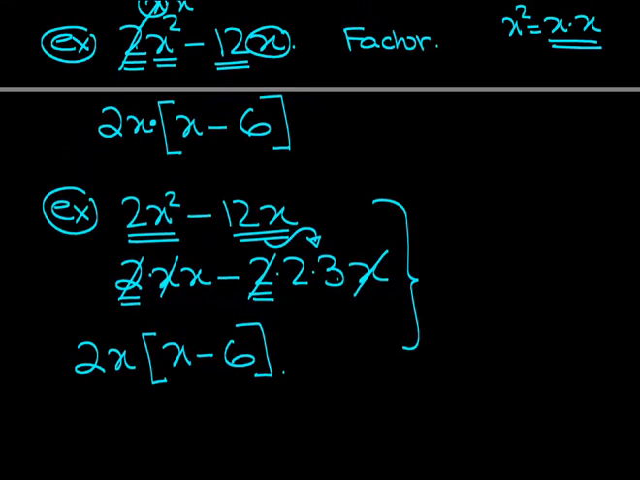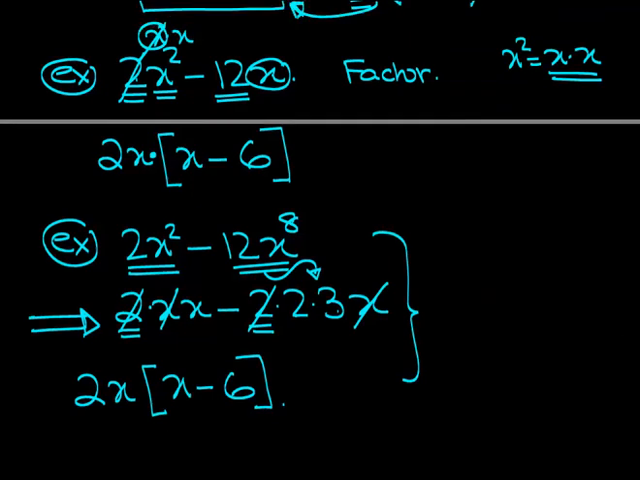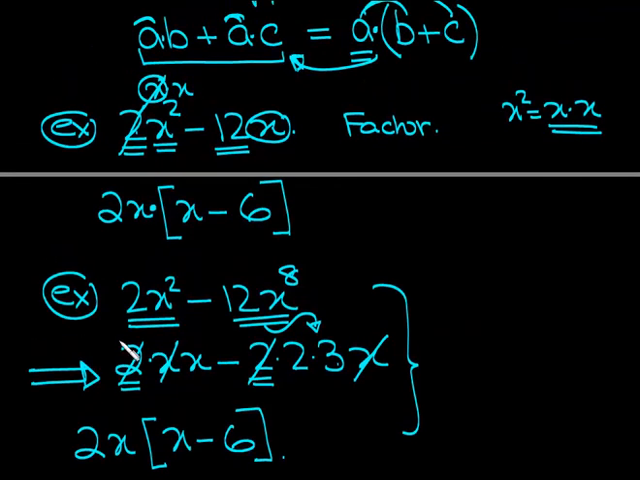We don't do these detailed steps because they're too tedious, especially if the numbers get really big and I have a power of 8. You're not going to keep writing x 8 times, but you can get the idea of what's going on. We are basically trying to find a quantity that's common to both the terms, and once we find that quantity, we take that quantity out and we divide each of those terms by what we took out. Because if we were to multiply by 2x here, we should get this back.